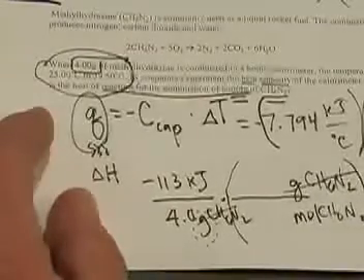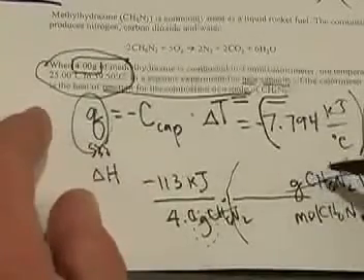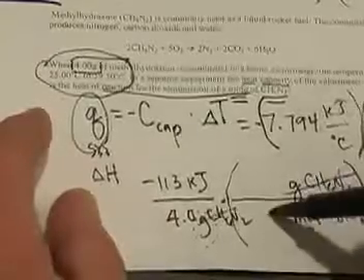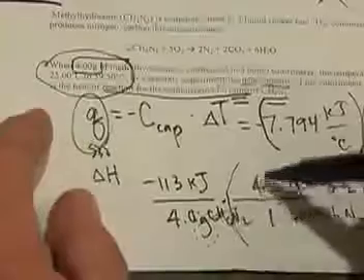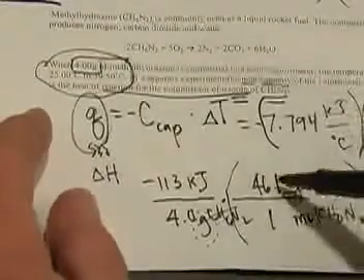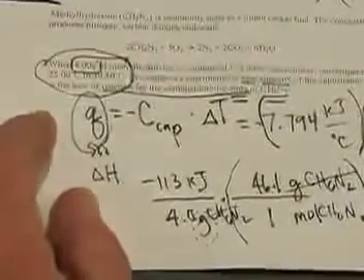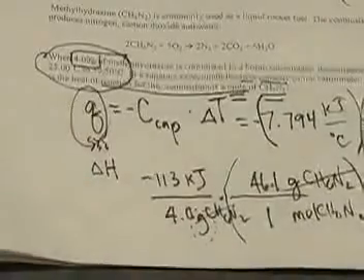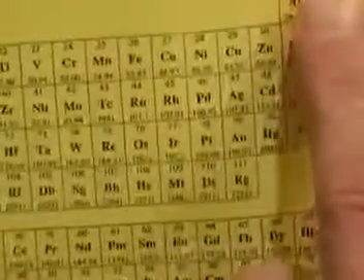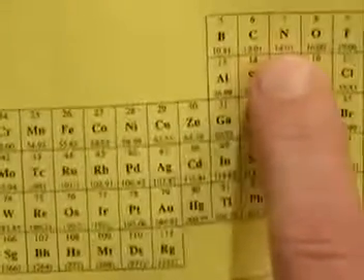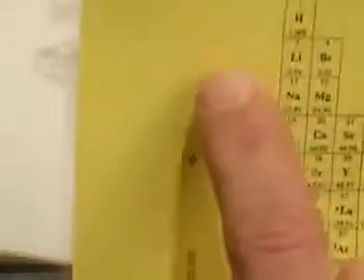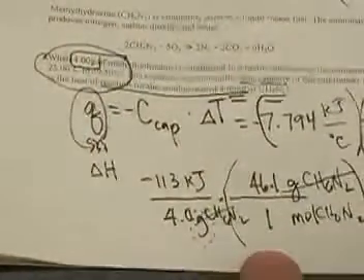Well, if I look on the periodic table, I can add up 1 carbon, 6 hydrogens, and 2 nitrogens, and I find out that in 1 mole there are 46.1 grams of CH6N2. Carbon, remember, if you look on your periodic table, has an atomic mass of 12. Nitrogen, of which there's 2, is 14. And remember, hydrogen has an atomic mass of 1. And if I add all those together, I get 46.